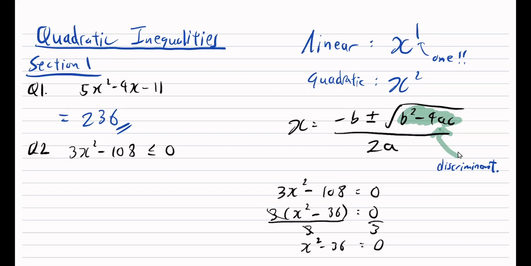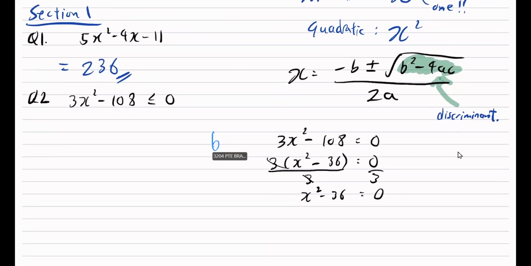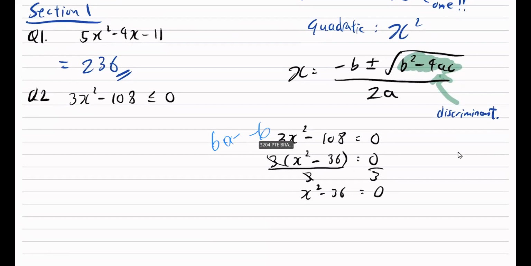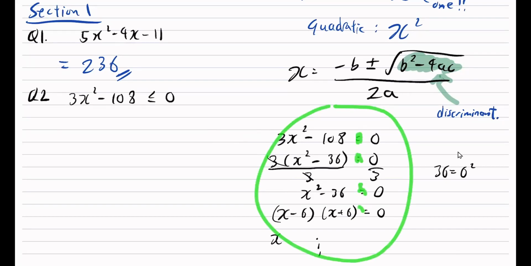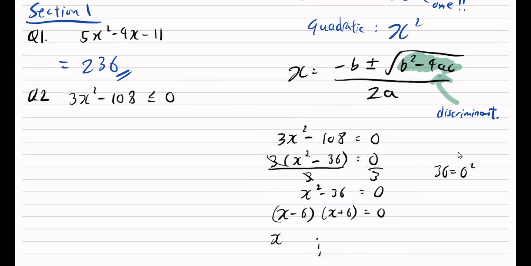Correct? Then 6 or minus 6. So x minus 6 or x plus 6, right? You can factorize, because 36 is 6 squared. Then you can just solve for x. Okay, you know how to solve. Now, we are just changing the equal sign into an inequality. Okay, level 1. This is section 1, the easiest one. It's exactly the same. If you know how to solve equation, you also know how to solve inequality.